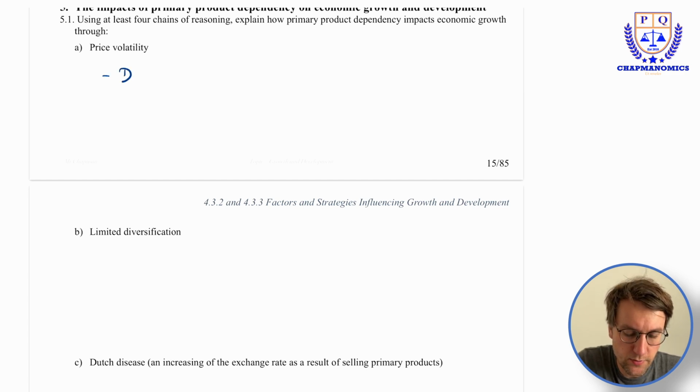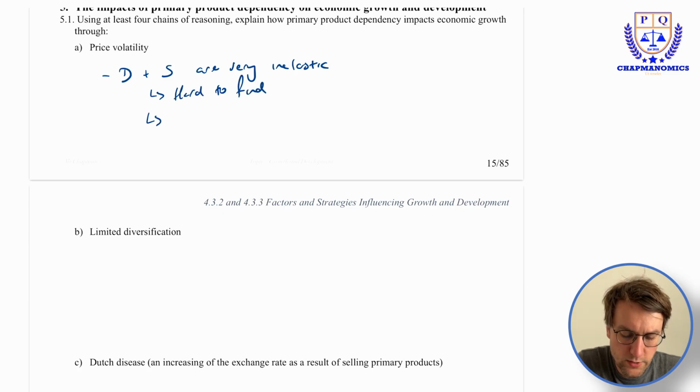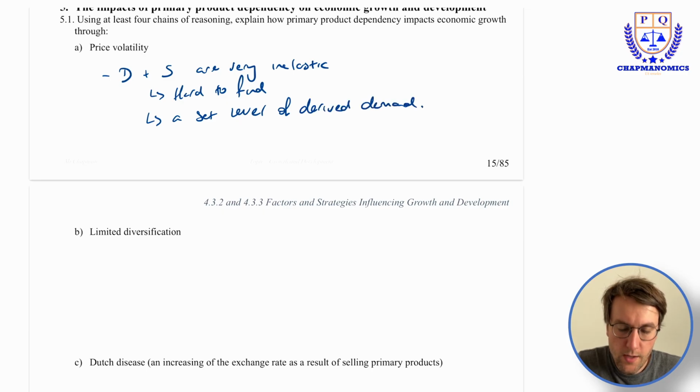Demand and supply of primary products are very inelastic. The reason for this is that they're hard to find, and also they have a set level of what we call derived demand. This is where, if you're trying to produce something, a table for example, you need a set amount of wood. And in order to produce that table and fulfill the order for the table, you need to buy a set amount of wood, even if the price of that wood rises.